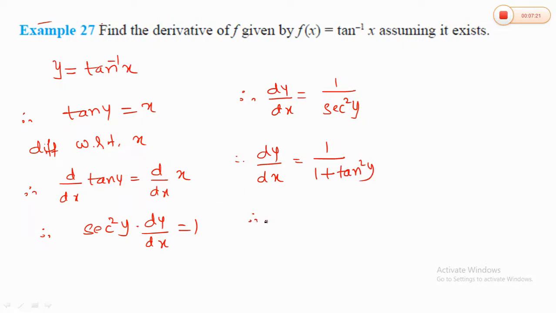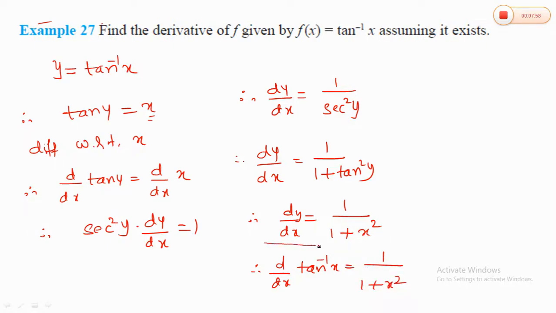So observe here, therefore dy dx of this equal to 1 upon 1 plus tan square y. So tan y equal to x, therefore tan square y equal to x square. For the time being, you need not worry about the domain of x. Until then, just try to solve the problems in this way. So dy dx of tan inverse x equal to 1 upon 1 plus x square. So remember this one.